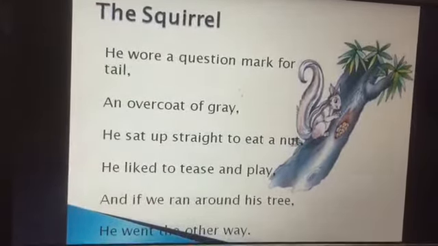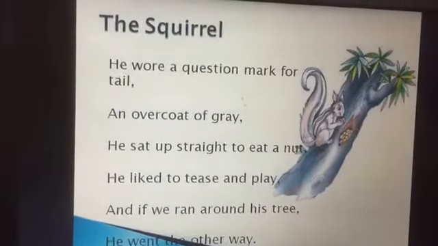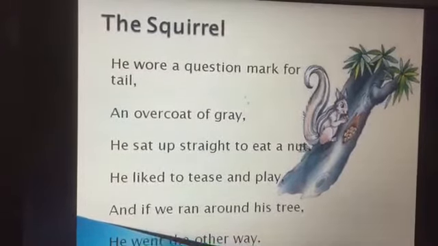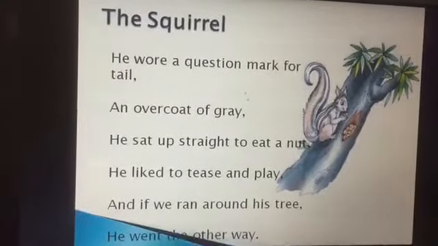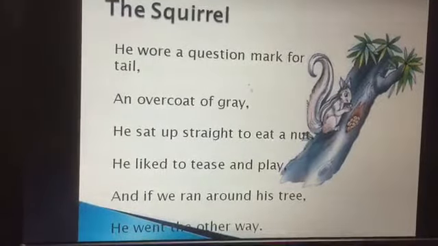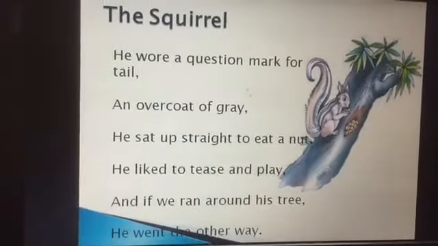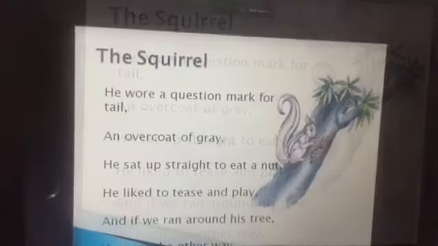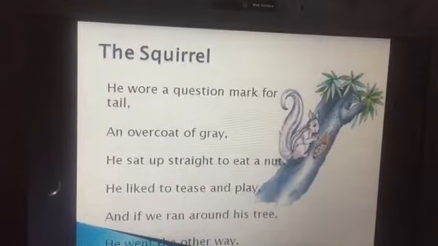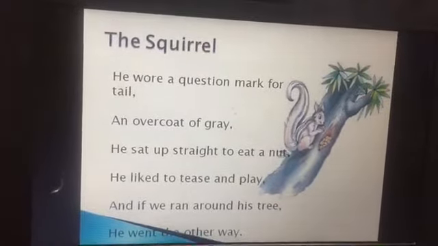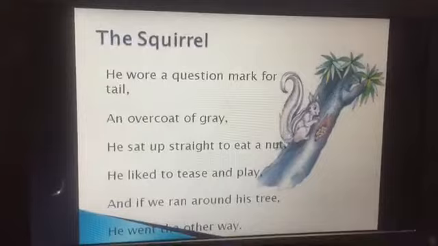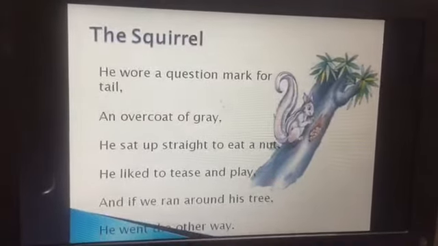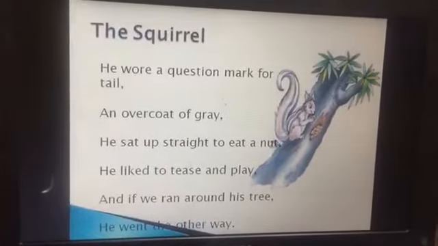And if we ran around the tree, now we is referred to as the poet and her friend. So if they are running around the tree, he went the other way. So the squirrel is not afraid, not at all. Rather, the squirrel is playful. So if you ran around his tree, he went the other way. That means the tree on which the squirrel is living, if you run around it, the squirrel will be equally happy to play with you.